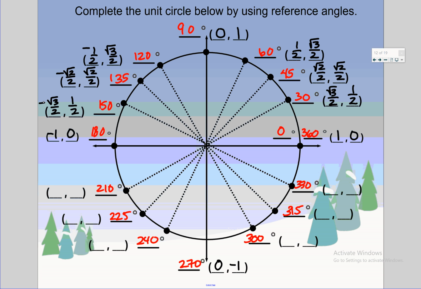To get quadrant 3, you can take quadrant 2 if you want and just reflect it down. So 150, if I reflect it down, rad 3 over 2, 1/2. If I'm in quadrant 3, what are my signs going to be on my point?